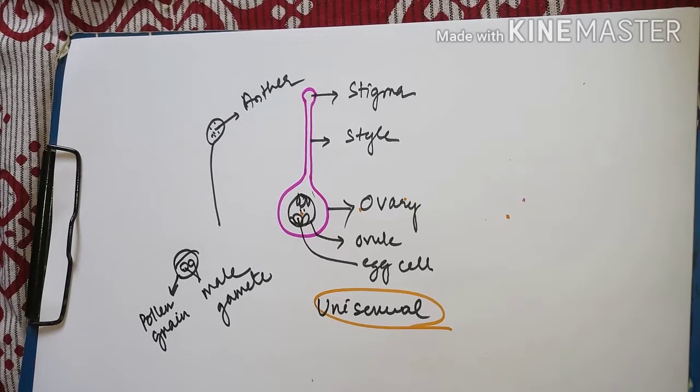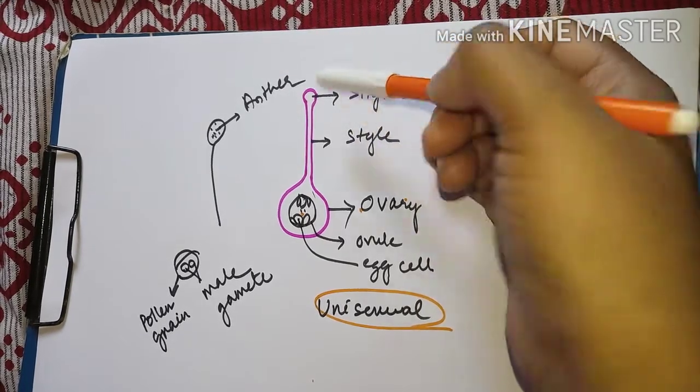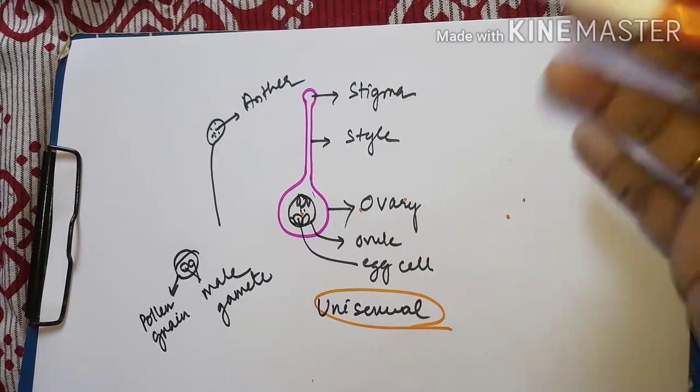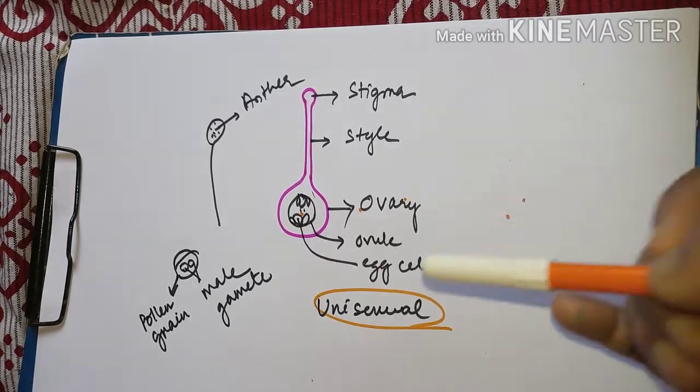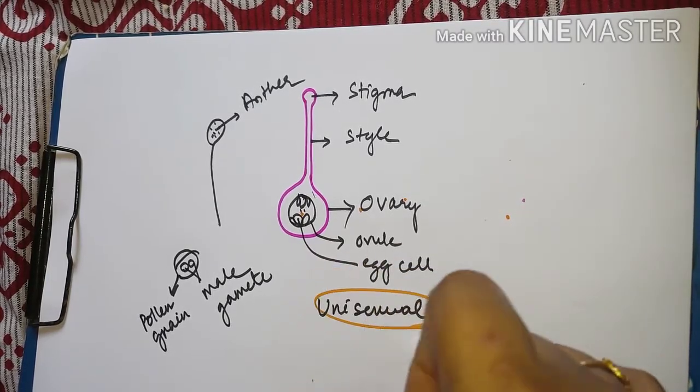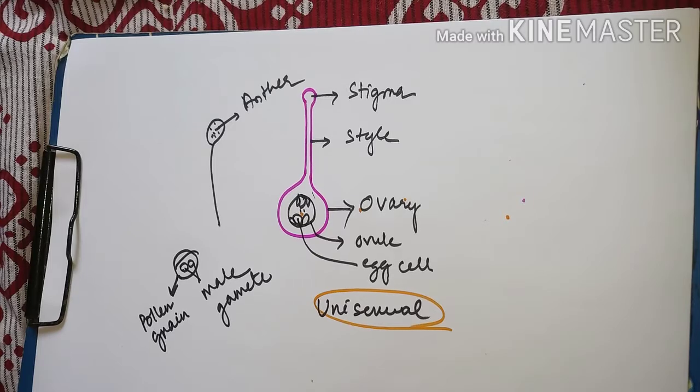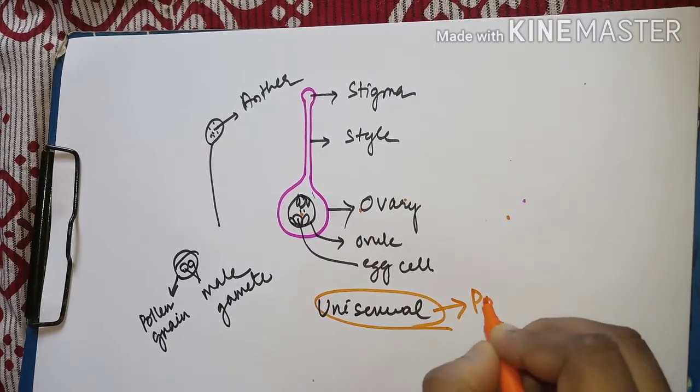So the pollen grains from the male flower have to travel to the stigma of the female flower to carry out the process of fusion or syngamy in future. For that reason, these unisexual flowers carry out a special type of phenomenon which is known as pollination.